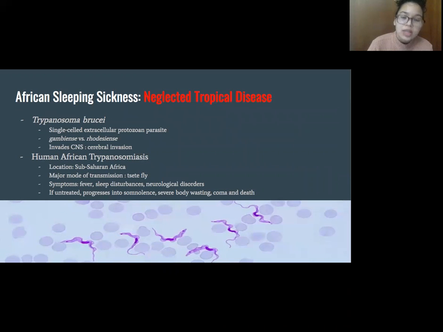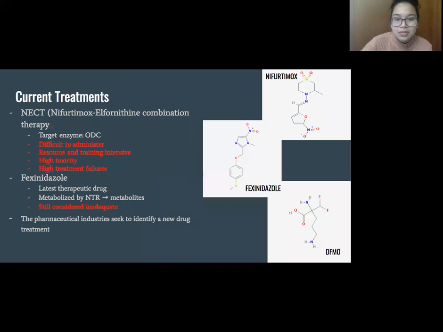So it's mostly located in sub-Saharan Africa, where the major mode of transmission is the tsetse fly, and symptoms include fever, sleep disturbances, and neurological disorders, which, if untreated, progress into somnolence, severe body wasting, coma, and death. And I would like to mention the photo below that's really cool: it's Trypanosoma brucei in a blood smear from the CDC website.